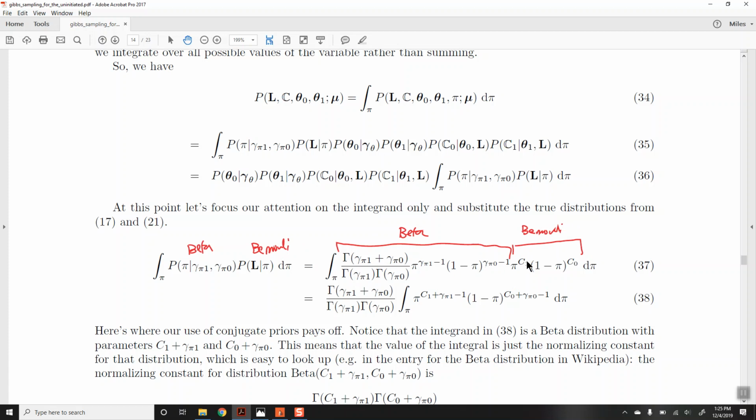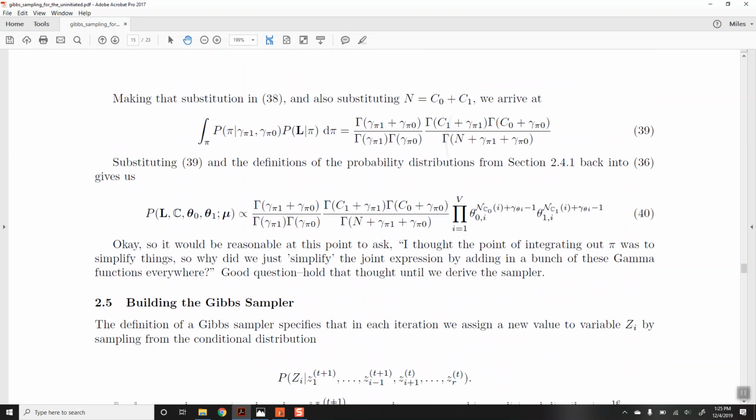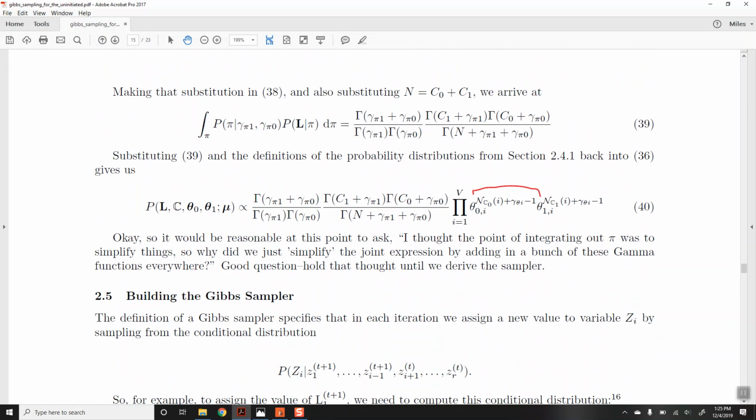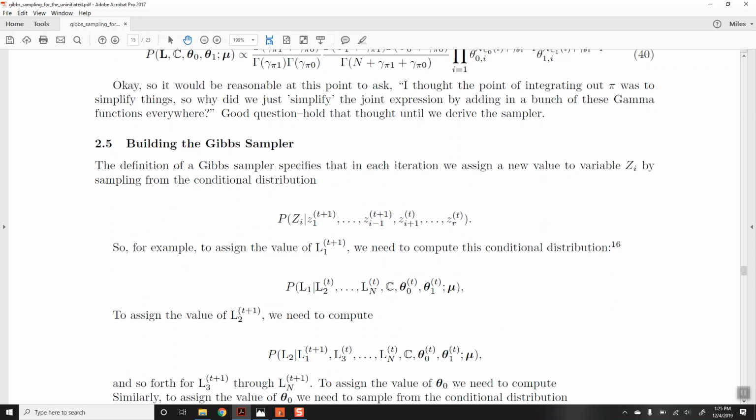They move things around and do a proper treatment of the gamma function. They say, if you move all of this around, you're going to get this, which feels a little bit crazy. But what we can see is they're combining the terms that are in common. It feels a little bit messy, but it does simplify the actual Gibbs sampler.